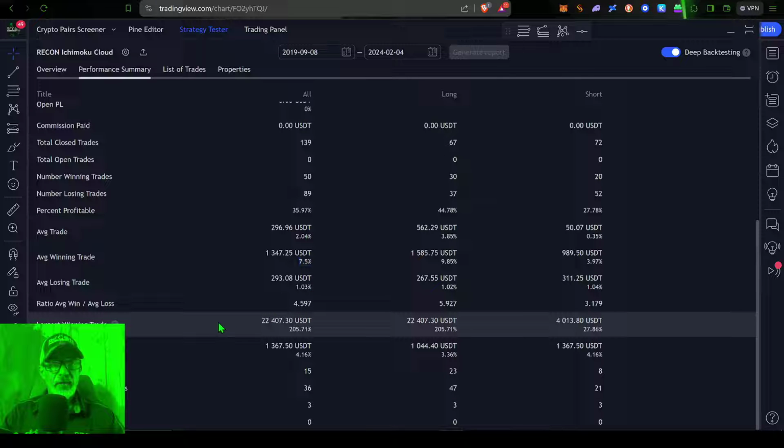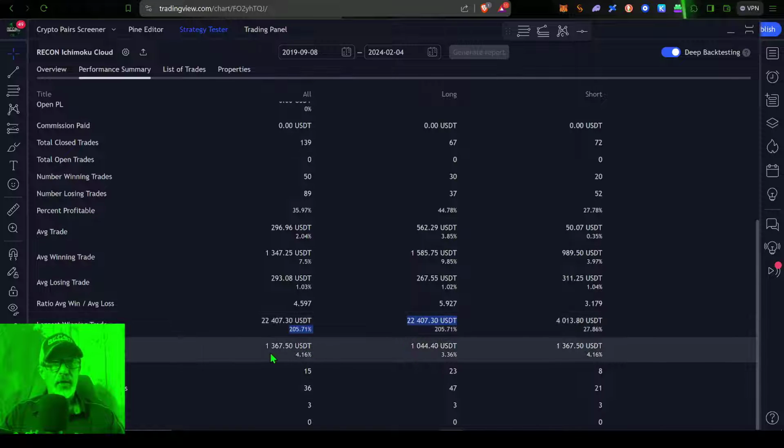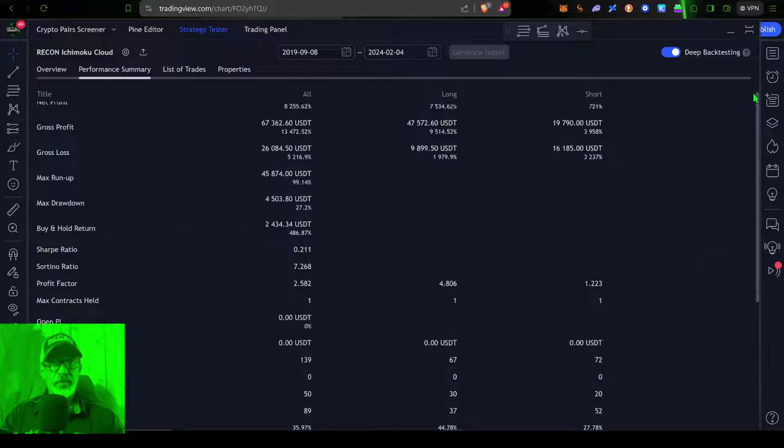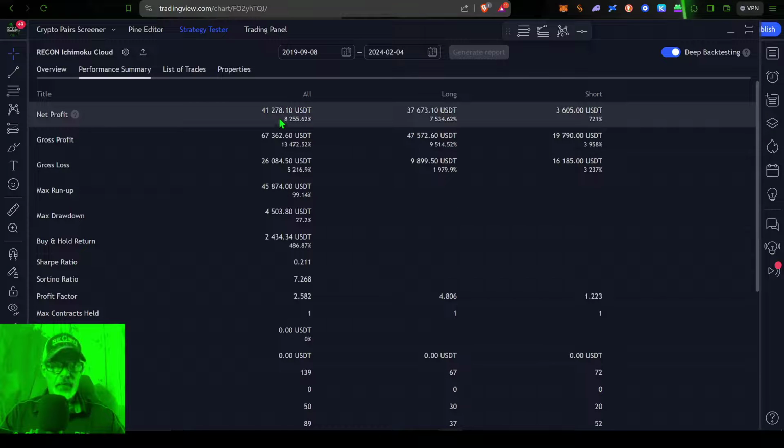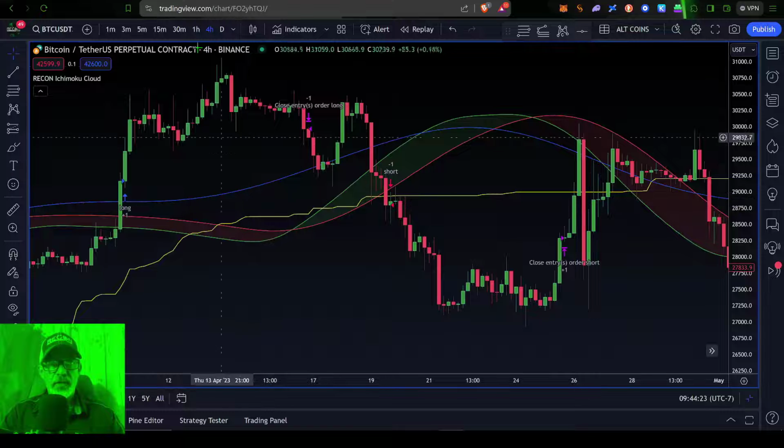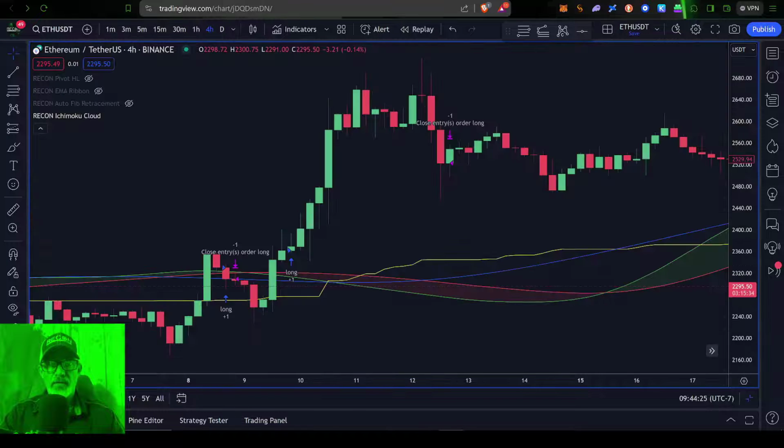And in fact, the largest winning trade was 200%, and the largest losing trade was at 4%, 4.16. And so your largest losing trade is under 5%. It's actually around 4%. And at the end of the day, that makes this a very profitable strategy with this 8,000% potential profit.